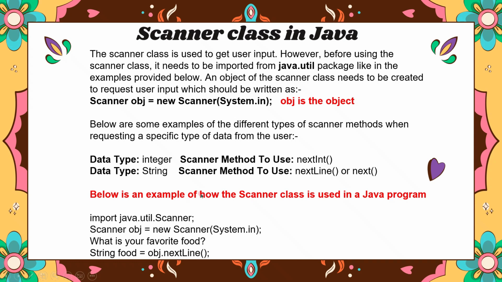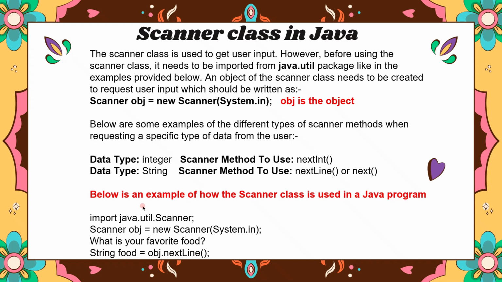Now, the example is given below. As I said before, you need to import the scanner class from the utility package. And I said a package is like a library. When you go into a library, you see so many books. There are so many packages. I mean, we have so many types of classes that belong to so many packages in Java. Right now, we're just focusing on the scanner class.